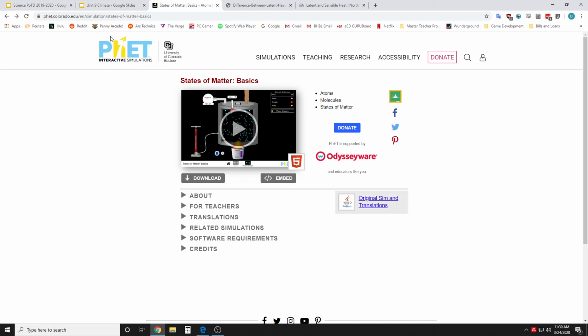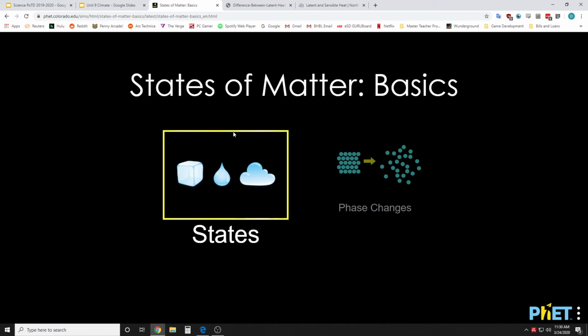This site is called PhET. When they began a long time ago, they began with Flash, and Flash is going away. So they're slowly getting donations from a whole bunch of different places to try to remake all their stuff into HTML5. This is one that has been remade. The States of Matter Basics. They really do have like hundreds of simulations on here. Right now, I'm just going to stick with this one.